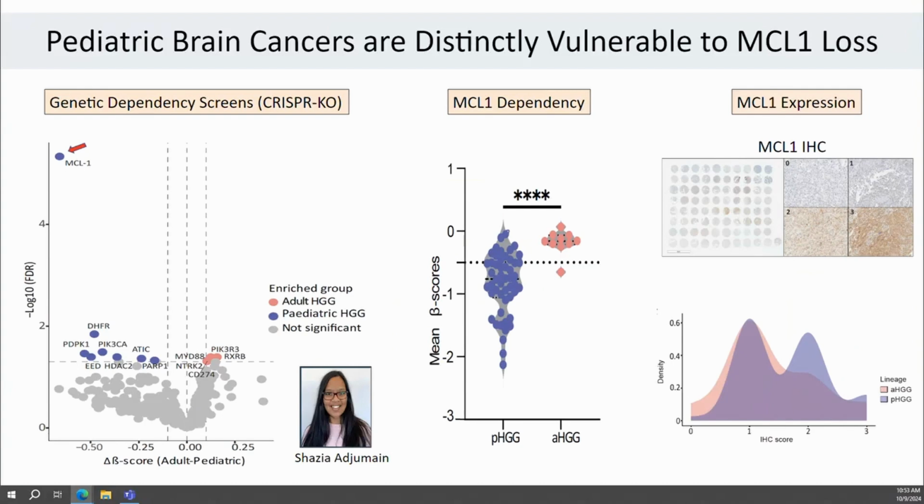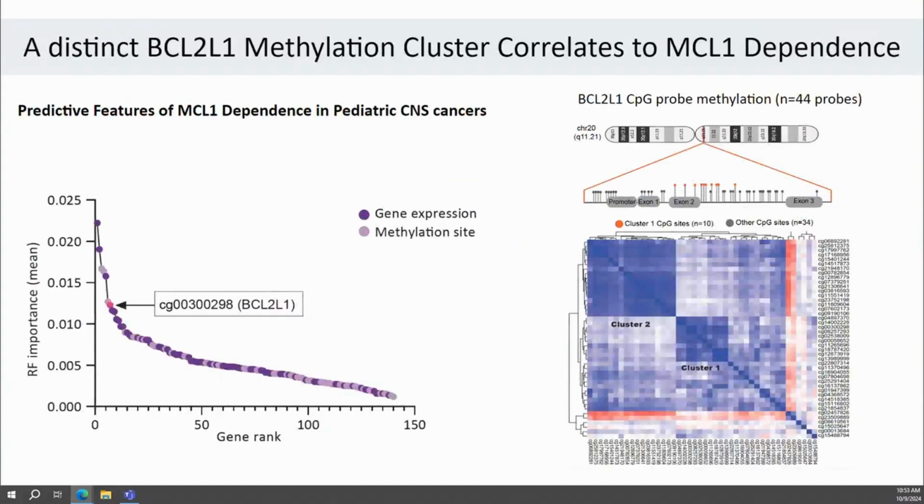So we then asked what are the molecular features that correlate to this response in pediatric gliomas? And what we did is we applied a machine learning model called Random Forest that predicts response across these different molecular features that we input into the model. And what we found is that there was in fact one feature that ranked very highly in the top 5, and that's a methylation site at the BCL2L1 locus. We then asked how this correlates to the other sites in the BCL2L1 locus.